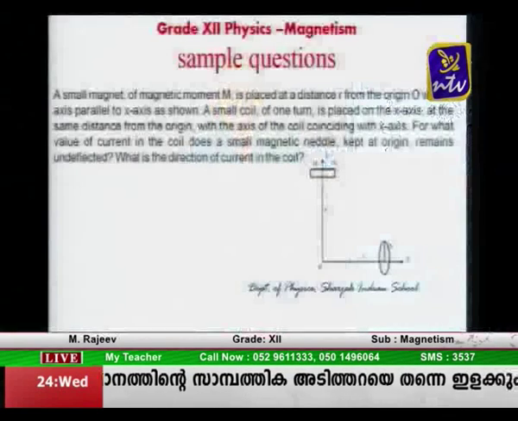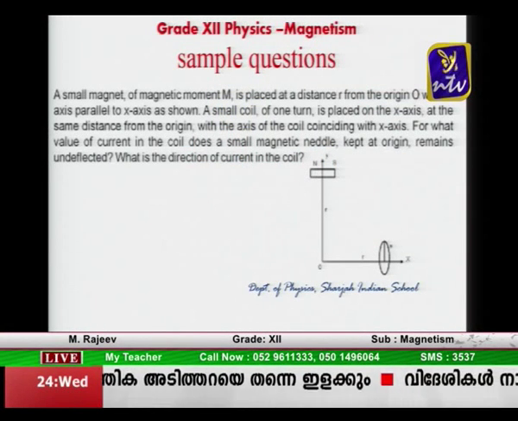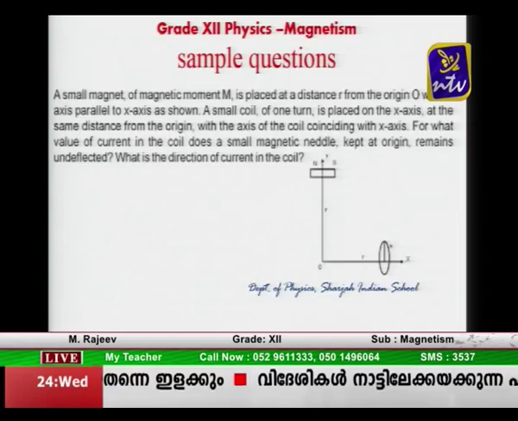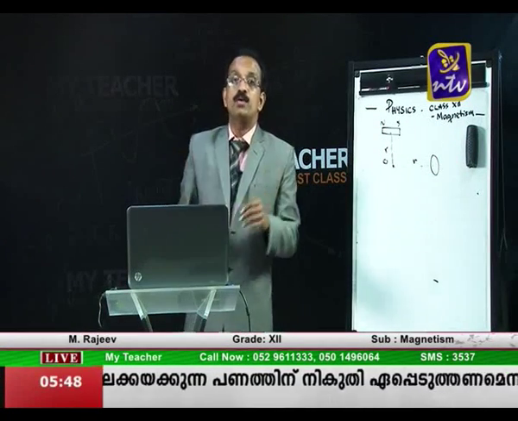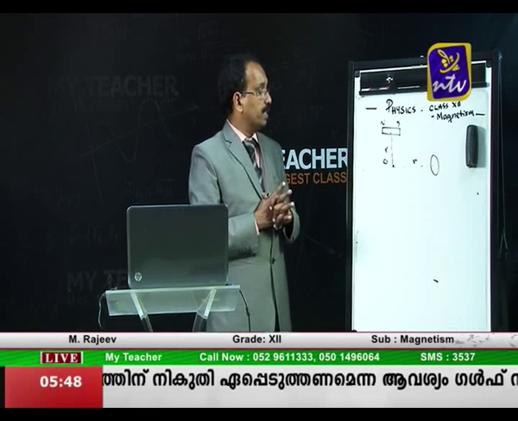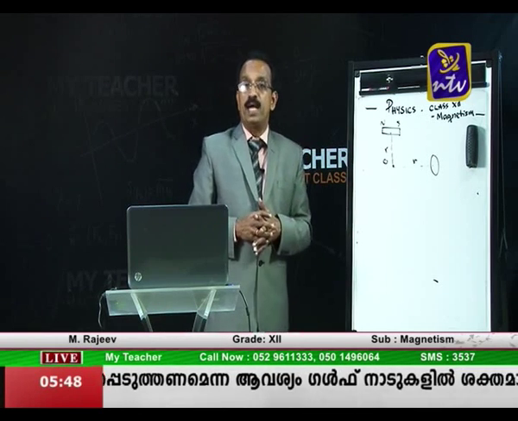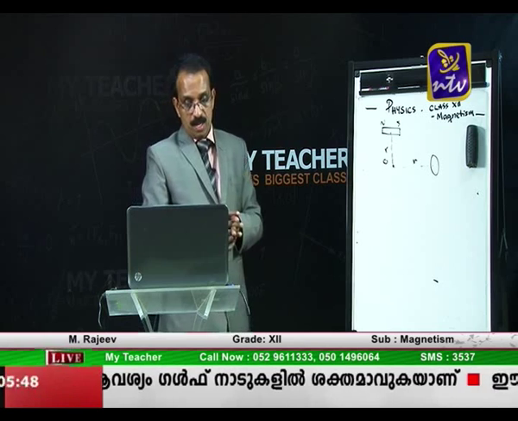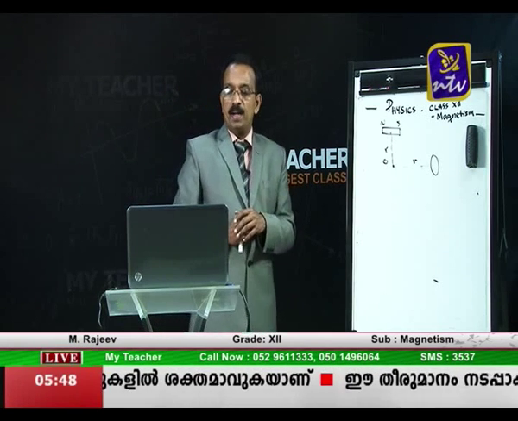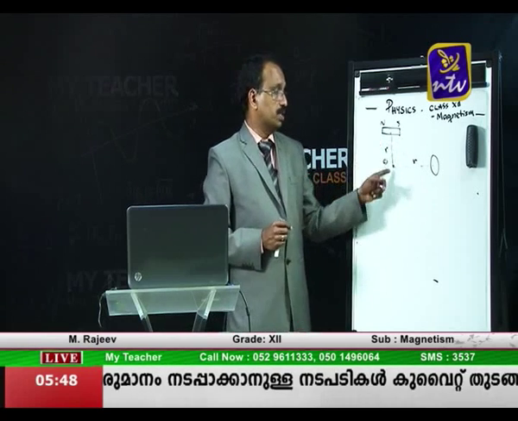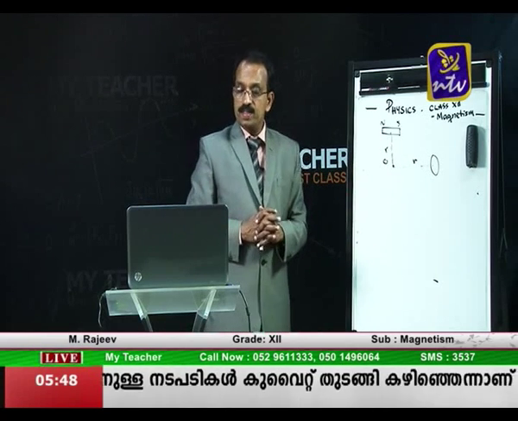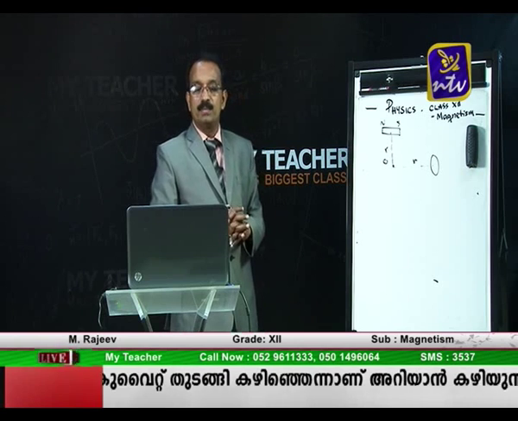Okay. So the question is, there is a small magnet of dipole moment M, capital M. It is placed at a distance r from the origin. You can clearly see it from the diagram on the board also. There is a small coil placed on the x axis, at the same distance from the origin. This is the origin. The question is, for what value of current in the coil does a magnetic needle kept at the origin remain undeflected?